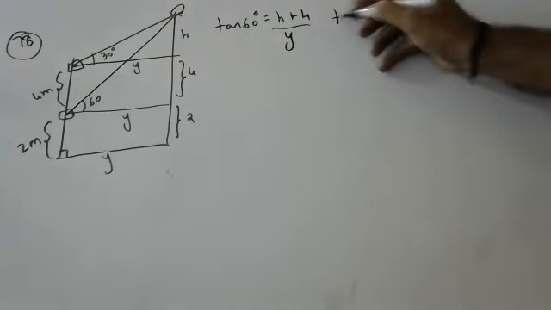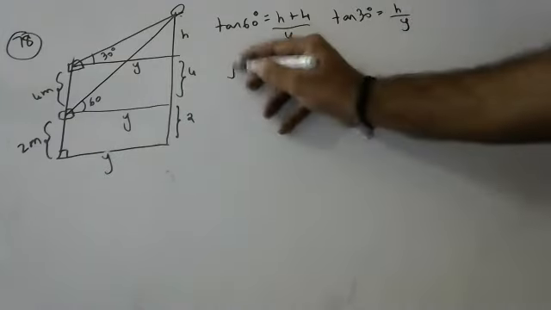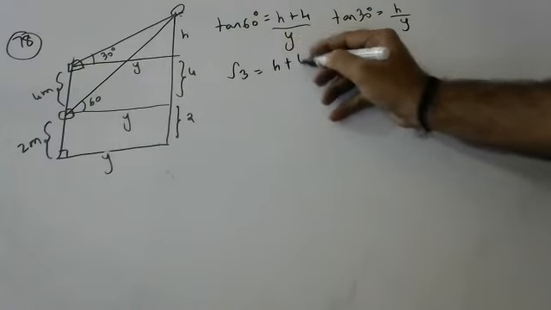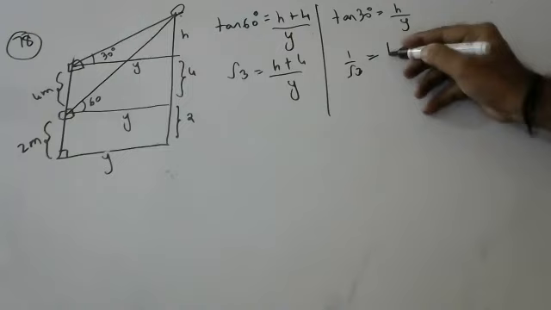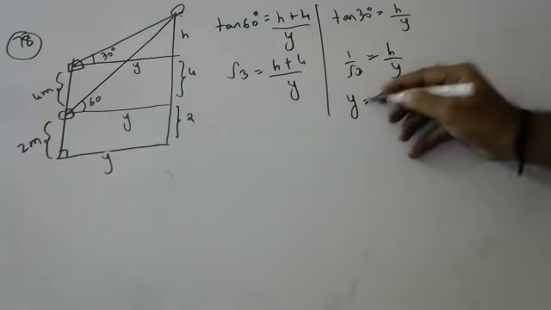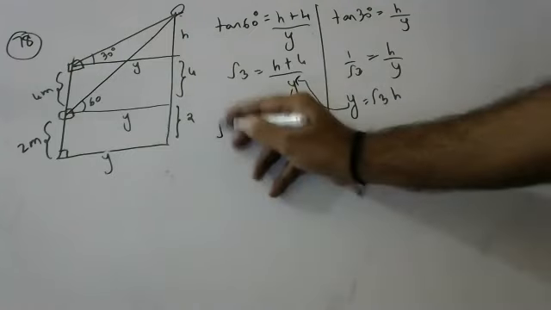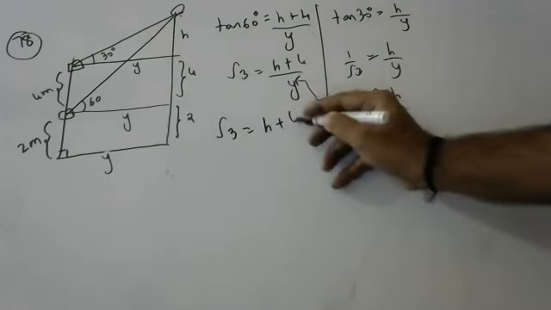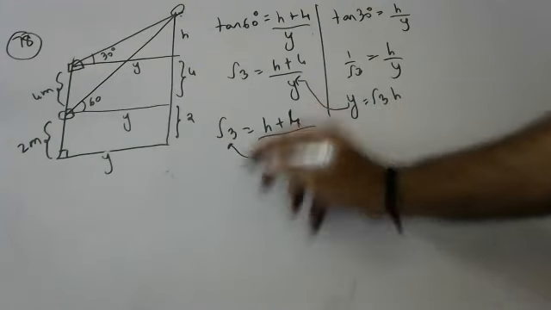Can anyone say tan 30, children? So tan 30 is 1 by root 3, equal to h by y. Root 3 is equal to (h plus 4) by y. 1 by root 3 is equal to h by y. So y is equal to root 3 h. Substitute here, children. Root 3 is equal to (h plus 4) by root 3 h.